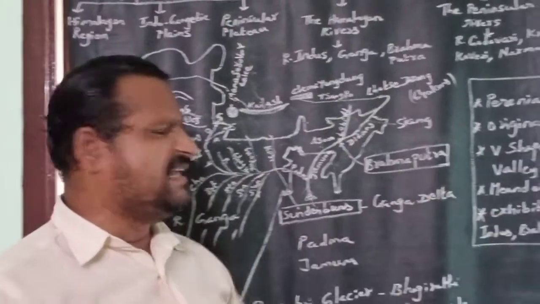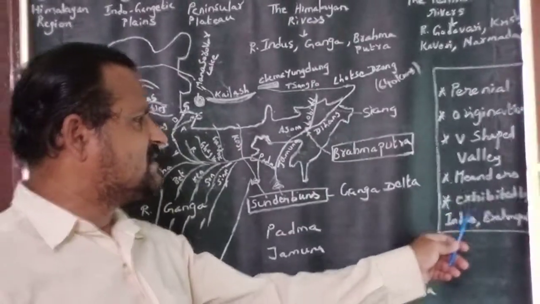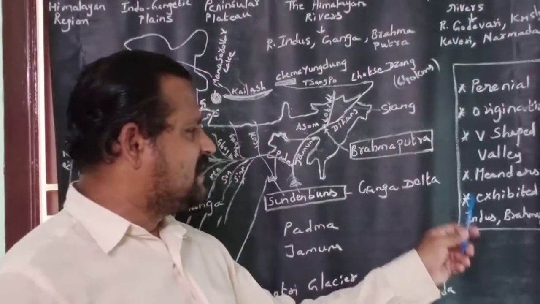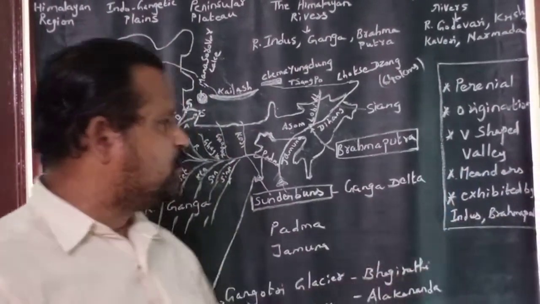V-shaped valleys can be clearly seen in river Indus and river Brahmaputra.